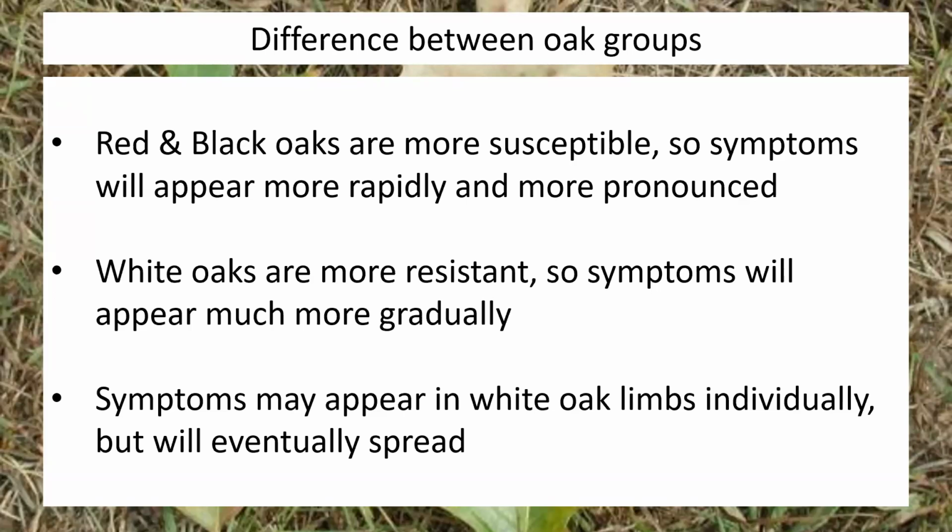Symptoms in white oaks are going to appear in individual limbs initially, and then they're going to spread. So in a red and black oak, basically you're going to be looking at the crown of the tree, and then it's just going to spread downwards. In a white oak, you're going to see branches in the crown begin to get infected, but it won't spread quite as quickly.